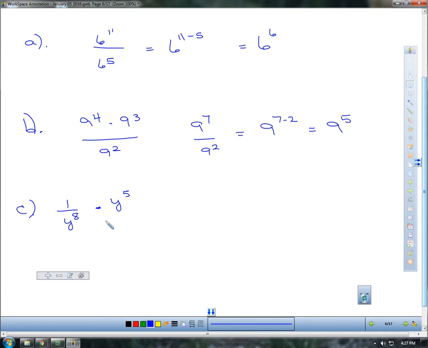Now this next one is a little interesting. I can rewrite this as y to the 5th divided by y to the 8th. Okay? So I'm going to take y to the 5th minus 8. Well, 5 minus 8 is y to the negative 3. Okay? I'm going to teach you how to simplify this later on this week. Right now, just know that it's y to the negative 3, because 5 minus 8 is negative 3. Okay?